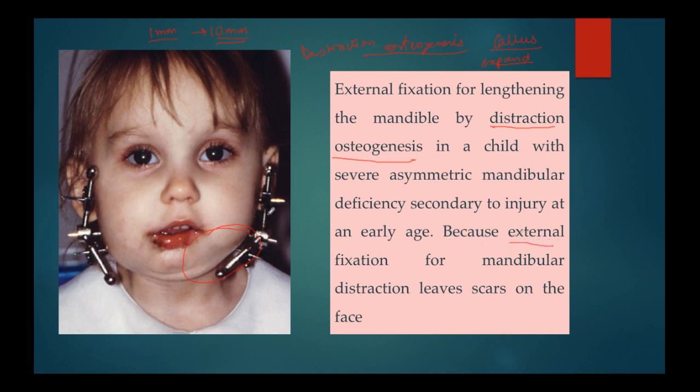As you can see, the appliance is external. Now these leave scars on the face, so that is not a good thing to have. Hence nowadays we use internal fixation. These are intraoral appliances that we use. So nowadays we use internal fixation first of all, and then these are the devices for distraction osteogenesis. Now let's study a bit more about why and how it is required.